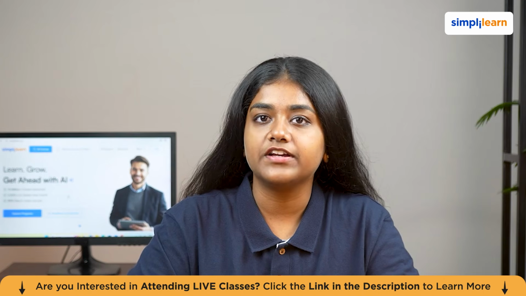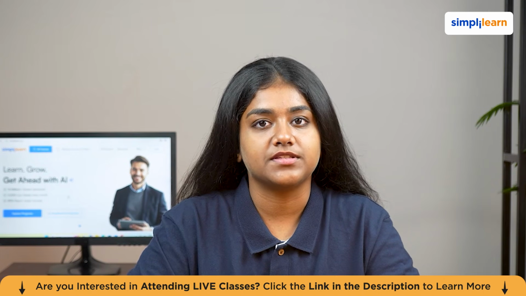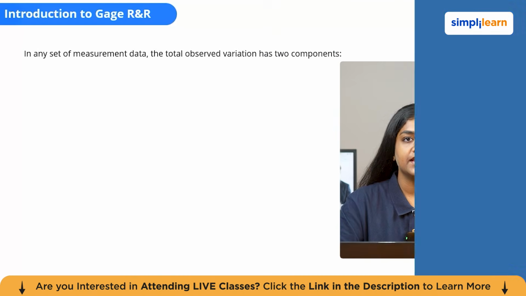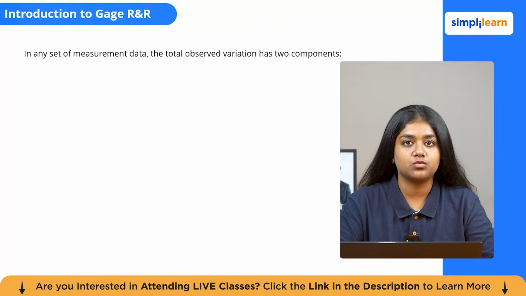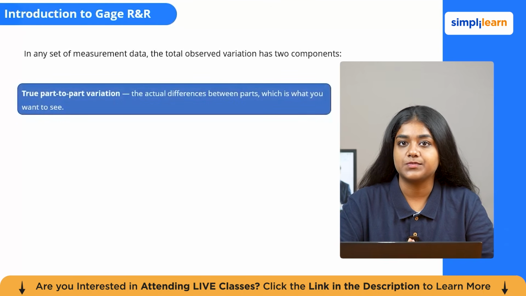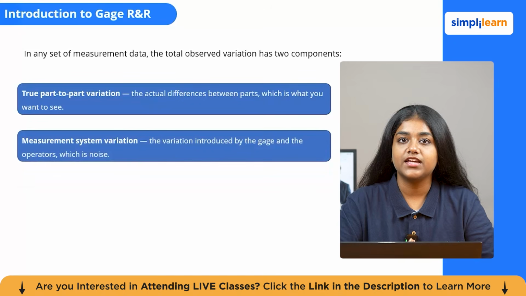It's a study that quantifies two key sources of measurement variation and helps you determine whether your measurement system is capable of distinguishing between parts. Let me frame this clearly. In any set of measurement data, the total observed variation has two components: true part-to-part variation, that is the actual difference between parts, which is what you want to see; and measurement system variation, the variation introduced by the gauge and the operators, which is noise.